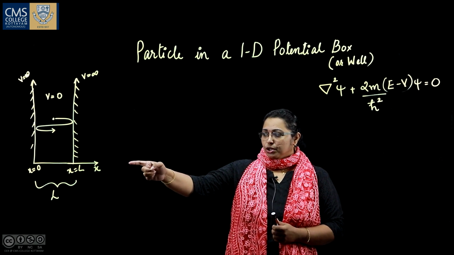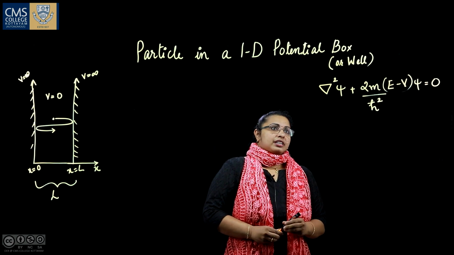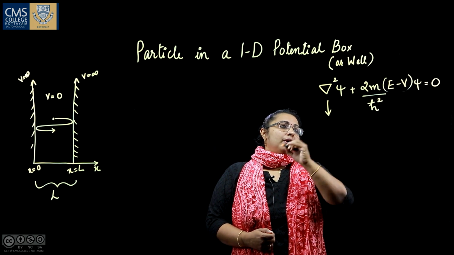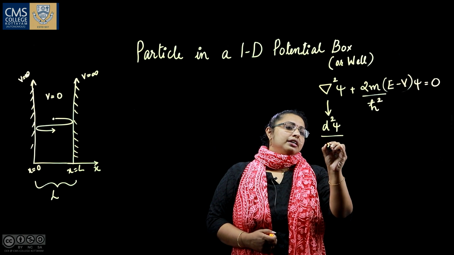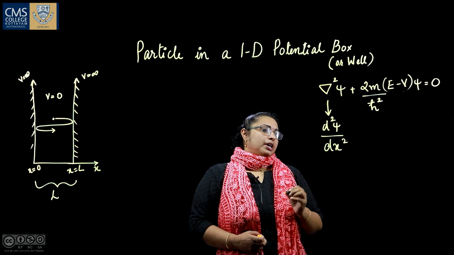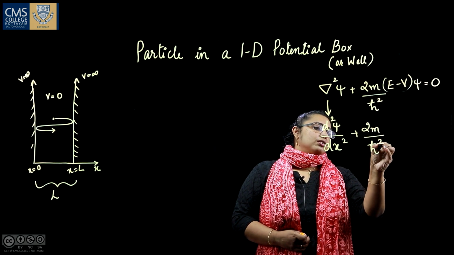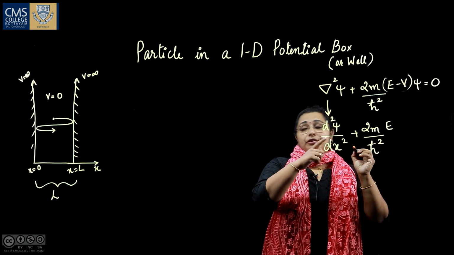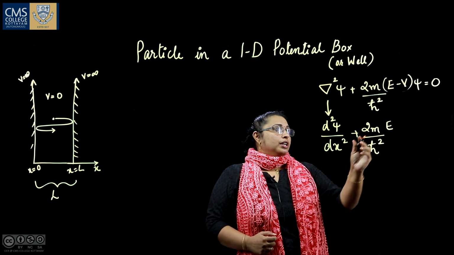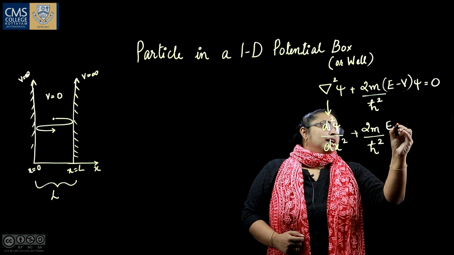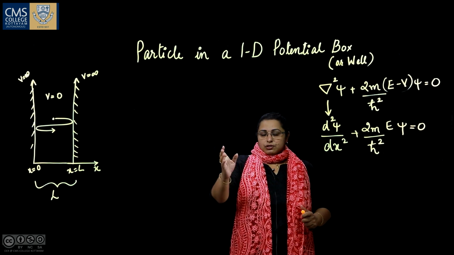Here, I have already told you that we have only a single dimension, that is the x direction. Therefore, del square gets converted to d square psi by dx square plus 2m by h cross square E psi. Already we know that inside the well where the particle is present, V is equal to 0. Therefore, this V will be equal to 0. So, this is the equation by which we are going to solve this system.